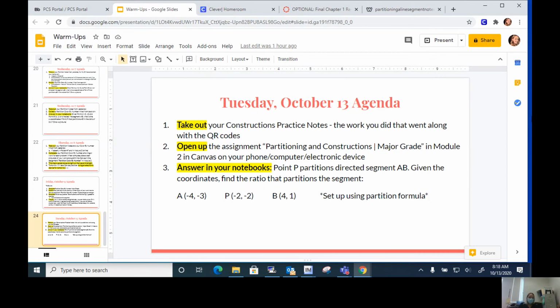All right, here's what I need you to do. You should have out two things in front of you: your QR code, the ones we did with our constructions, as well as the constructions that you actually needed the compass for. Remember, we drew out all those constructions a week or two ago.